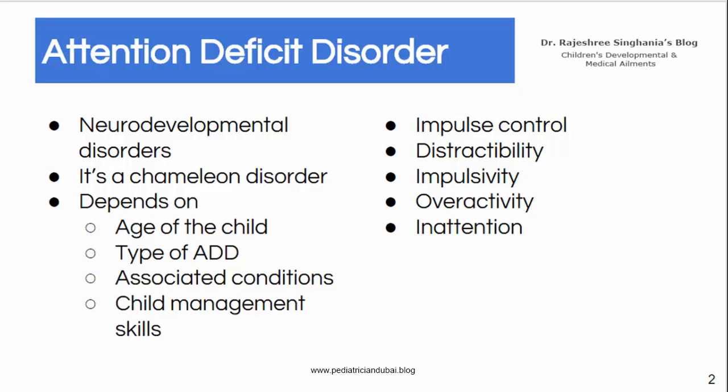So the child doesn't think before he says or does something, like he doesn't think of consequences. Distractibility. Any small sound or disturbance can distract the child from his work. Impulsivity is the same as impulse control. Overactivity, the child may be restless, may be fidgety, or just talkative. And of course, the hallmark symptom of inattention, where the child may be daydreaming, may be bored, may take time to do his work, and may not be focusing on what you're saying, even though he's looking at you.